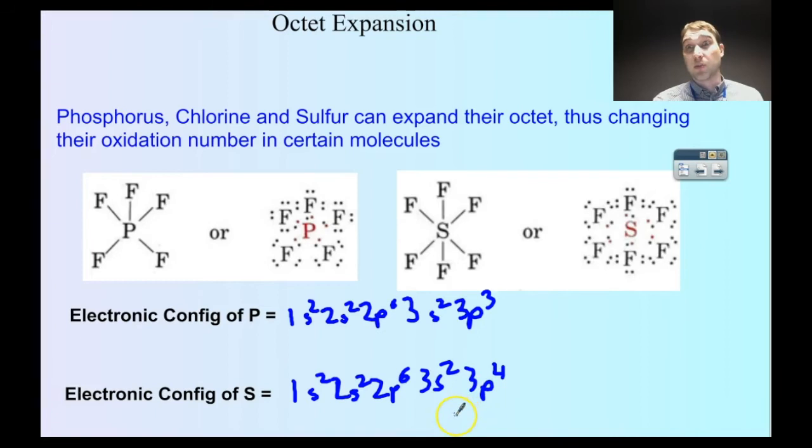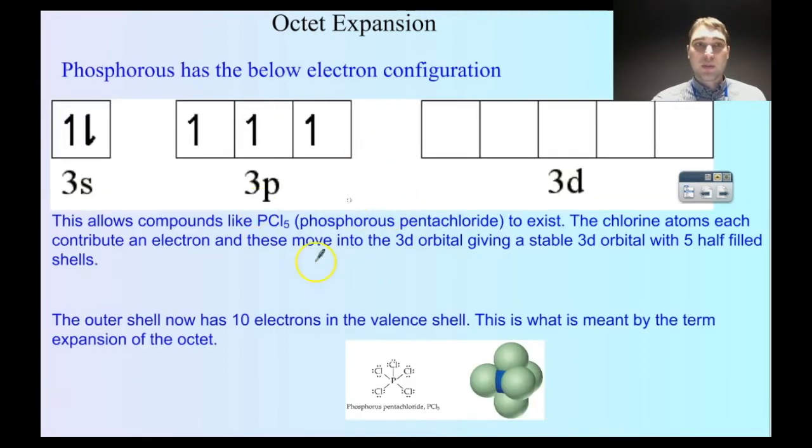Let's look at phosphorus in a bit more detail. If we have a look at phosphorus, we can look at how a compound like PCl5, phosphorus pentachloride, can exist. So what it does is it moves its electrons from the 3s and the 3p, and instead it half fills the 3d subshell.